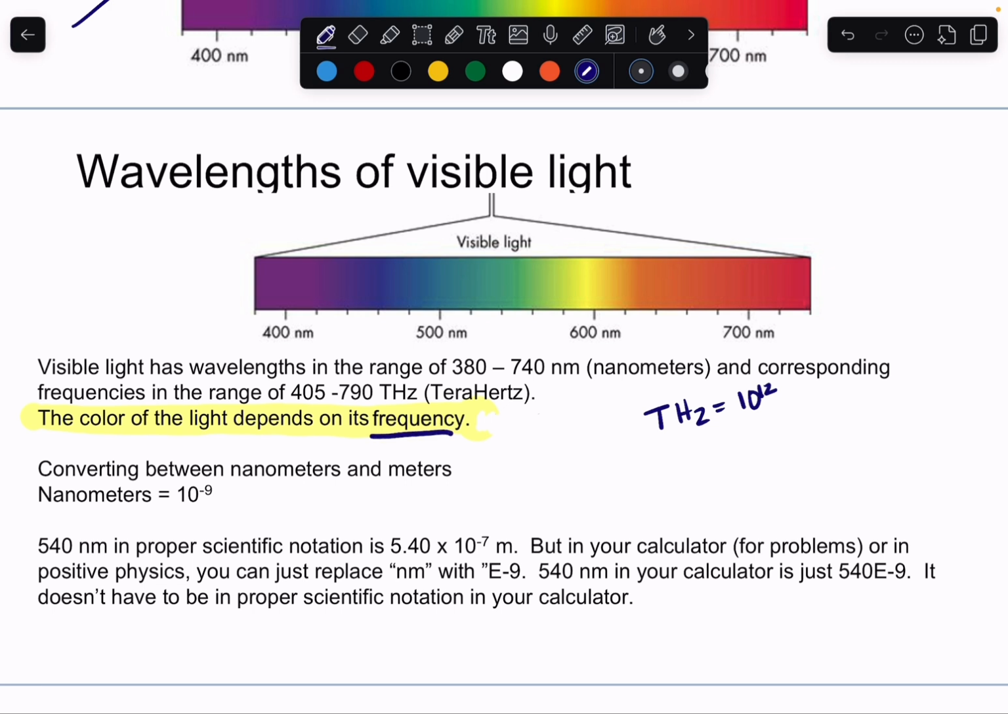So converting between nanometers and meters, you see that these wavelengths are in nanometers. A nanometer is 10 to the negative 9th. It's a billionth of a meter. And the easy thing about this, you don't have to make it harder than it is.